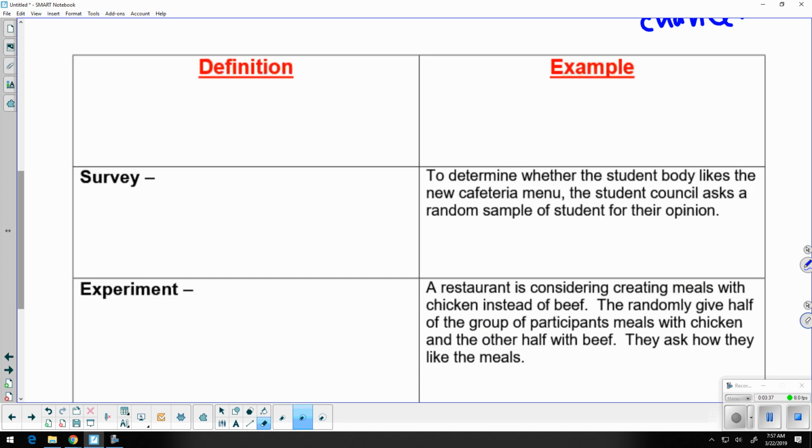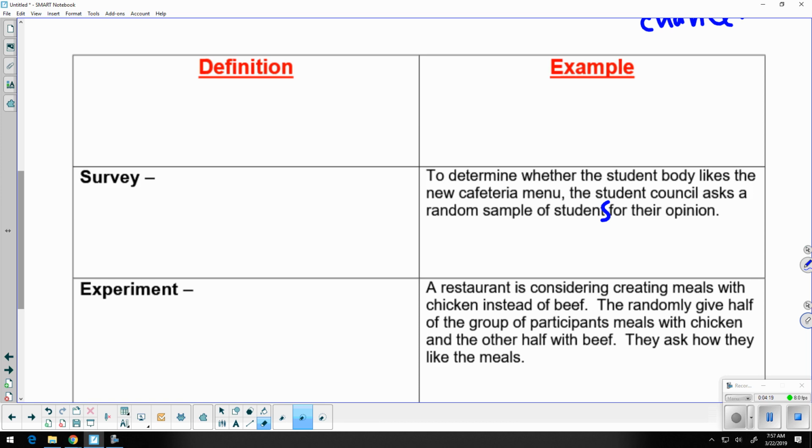A survey, I think we all know what a survey is. There's an example over there. To determine whether the student body likes the new cafeteria menu, the student council is going to ask a random sample of students for their opinion. So it's basically just people giving their opinion on something. You can do a survey in many different ways. You can have different options and have them check off what they think. If we're talking about a cafeteria menu, maybe we send out a survey asking, would you like to have hamburgers for lunch? Do you want spaghetti for lunch? Do you like the salad bar? Things of that nature, and then they check off their opinion.